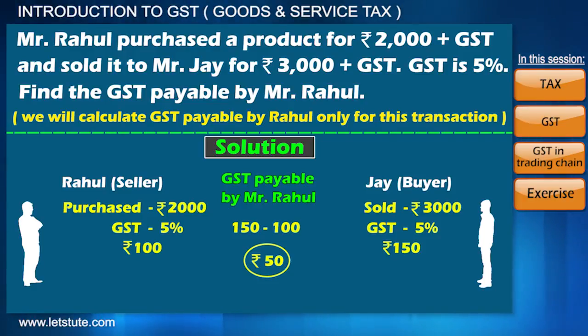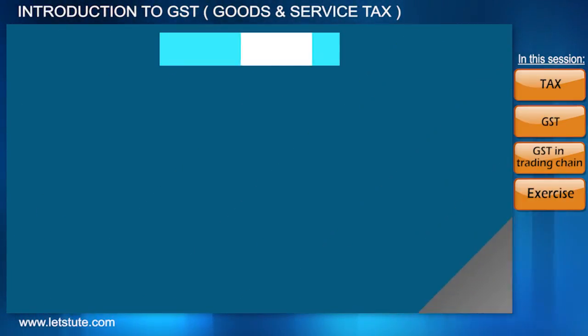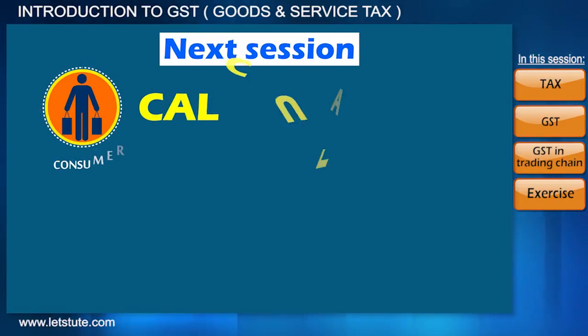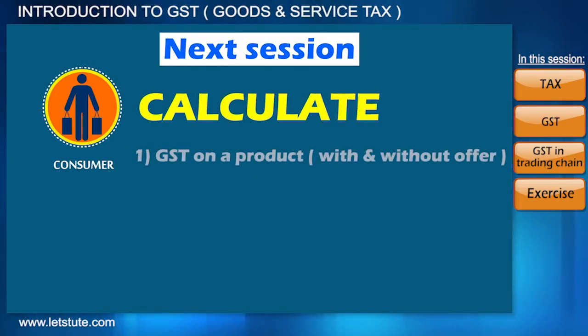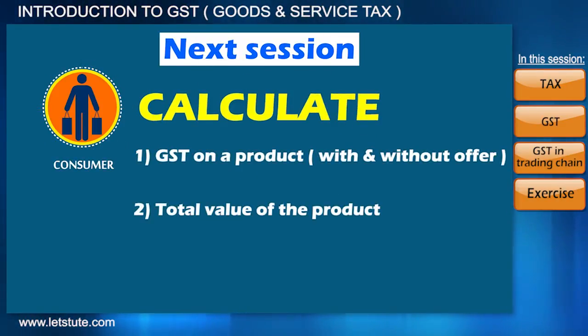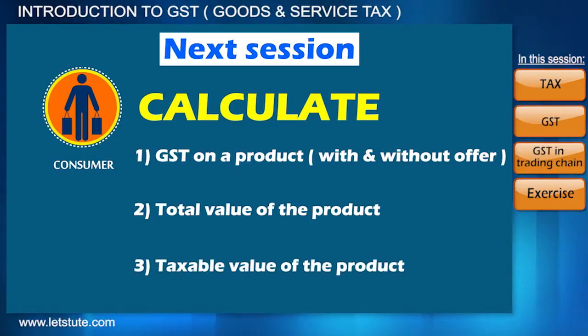So friends, here we end up this session. In the next session, we'll learn how a consumer calculates GST when some discount on the product or services is given. Also to calculate the taxable value, that means selling price of the product, when total amount of a product including GST is given.